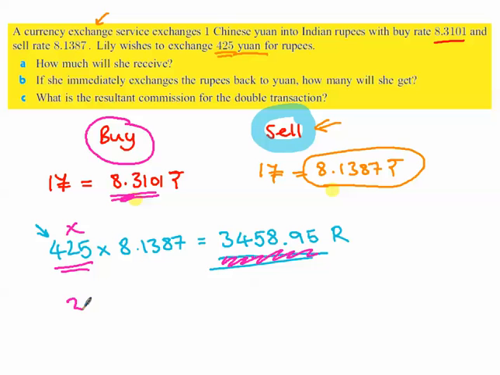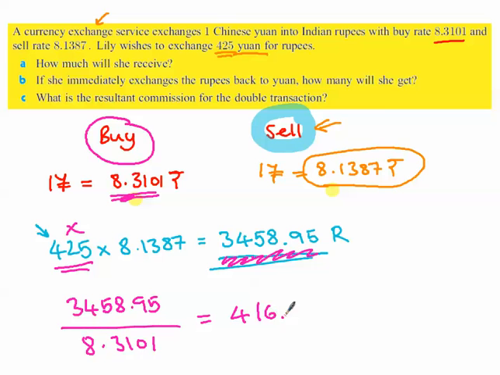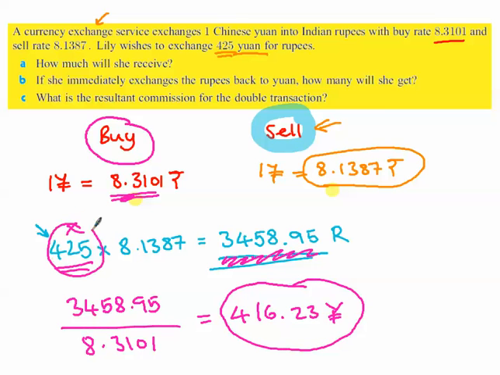So you need to do 3458.95 divided by 8.3101, and that roughly equals 416.23 yuan. So that's how many you would get back. That's assuming that these figures don't change and you don't spend a penny while you're on holiday. This is how much you'd get back, but you can see that's less than what you started with.